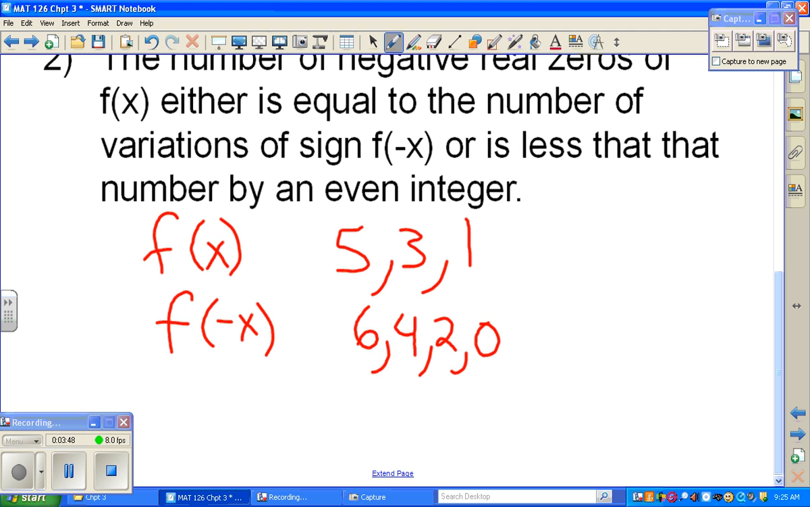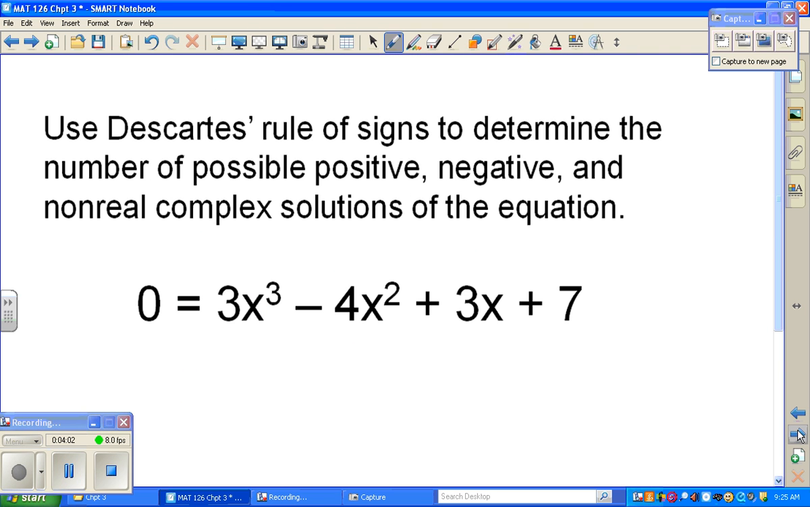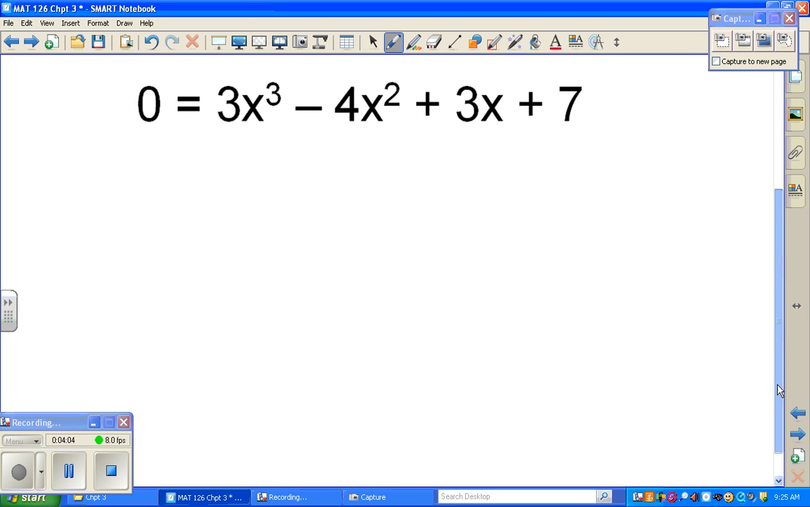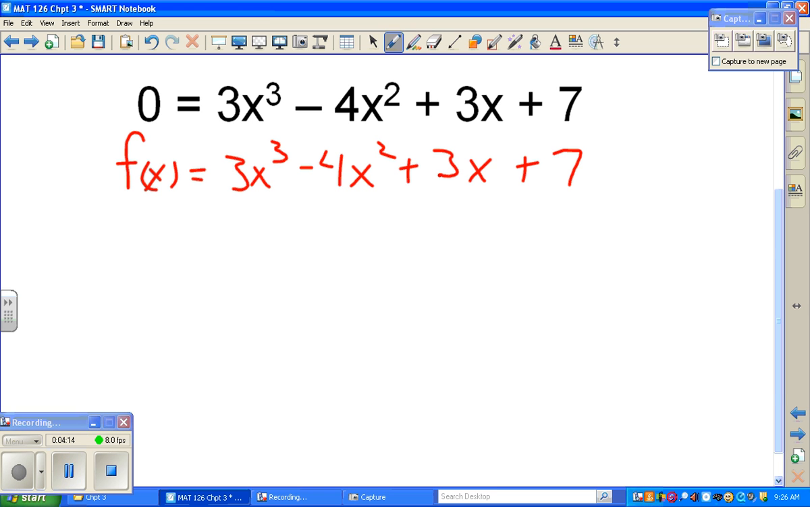And how do you know how many zeros there are in a polynomial? The degree. The degree of the polynomial tells you how many zeros there are. Now, let's just worry about the sign changes first. On this one, f of x equals 3x cubed minus 4x squared plus 3x plus 7.